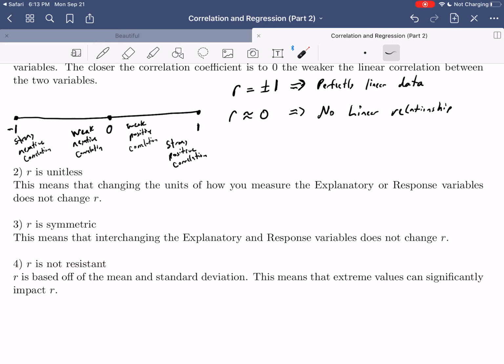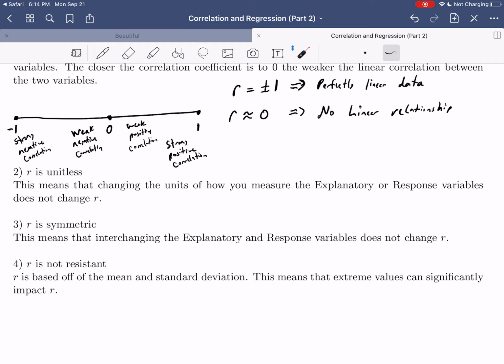Remember, back when we first started introducing statistical measures with mean and median, we talked about how every statistical measure should be thought about as whether or not it's resistant. Well, it turns out that R is based off of the mean and standard deviation. Behind the scenes, calculating a correlation coefficient is based around calculating means and standard deviations. As we know, means and standard deviations are not resistant. So R is not resistant. This means that extreme values can significantly impact R. We'll see this much later on at the very end of our discussion of correlation and regression. We'll look at some examples of how extreme data points can really impact the correlation coefficient.